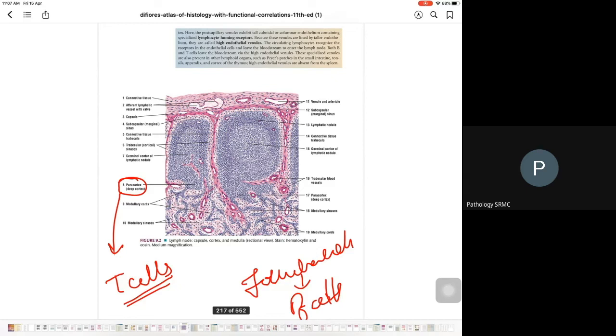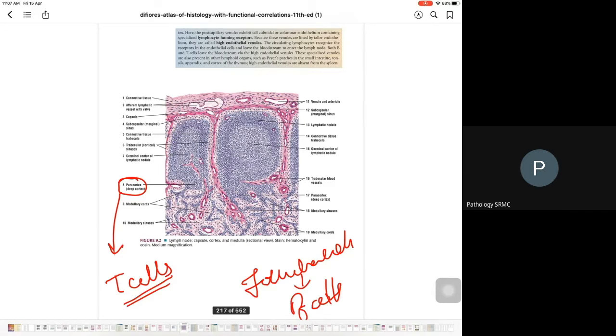Lymph node showing capsule, cortex and medulla, sectional view, stain H and E, medium magnification. From the left, there is connective tissue, afferent lymphatic vessel with valve, capsule, subcapsular or marginal sinus, connective tissue trabecula, trabecular cortical sinuses, germinal center of lymphatic nodule, paracortex or deep cortex, medullary cords, medullary sinuses, venule and arteriole, subcapsular or marginal sinus, lymphatic nodule, connective tissue trabecula, germinal center of lymphatic nodule, trabecular blood vessels, paracortex or deep cortex again, and then medullary sinuses and medullary cords again, sir.